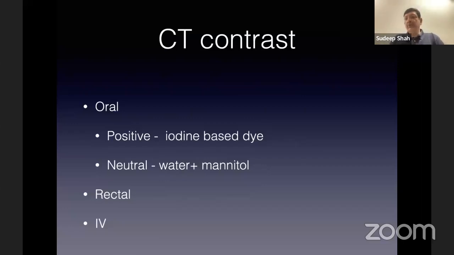What is important when we are doing a CT is the contrast that we use. So we have oral contrast, we have rectal contrast, and IV contrast. Oral contrast can either be positive with this iodine-based dye, which we use, or it can be neutral, which is water. We know that water passes very rapidly through the gut and is absorbed. So often it is mixed with mannitol.